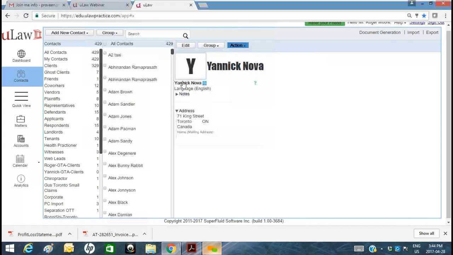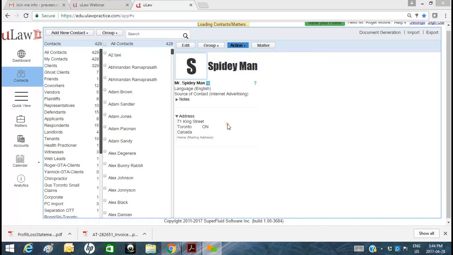I think it's a quick question: show how uLaw reports determine what we should be paying the government for an HST remittance. Okay, that's a fantastic question. I will keep that in mind as I spin through this little script that I'm trying to build.